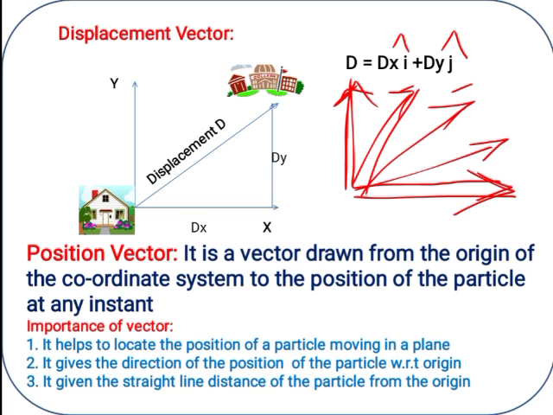If we are drawing like this at any direction, then they are called what? Position vector. Then some important points which you have to remember. Number one, it helps to locate the position of the particle moving in a plane. It gives the direction of the position of the particle with respect to origin. It gives the straight line distance of the particle from the origin. Okay, so these 3 points we have to remember.